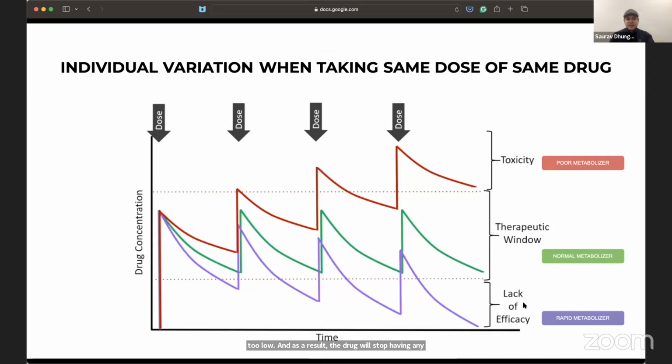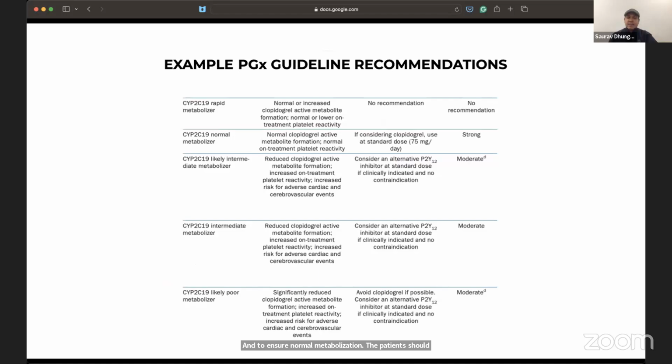And these differences in metabolic reactions of the body to drugs are said to be different drug phenotypes in genomic parlance. And to ensure normal metabolization, the patient should be prescribed different dosages of the same drugs or even alternate drugs. An example of this can be seen in this table here, which is taken from a pharmacogenomics guideline publication for a particular drug and gene pair.